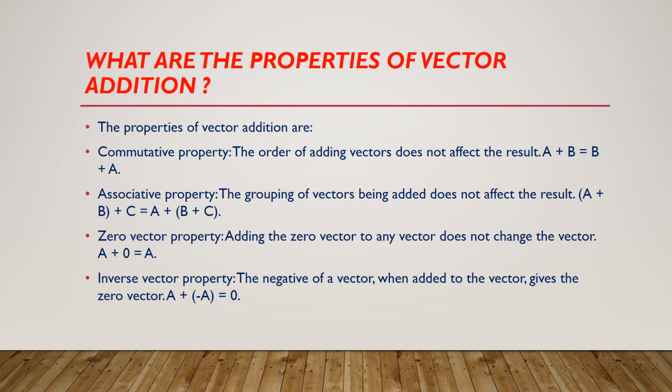Associative property: the grouping of vectors being added does not affect the result. A plus B plus C is equal to A plus B plus C. Zero vector property: adding the zero vector to any vector does not change the vector. A plus 0 is equal to A. Inverse vector property: the negative of a vector when added to the vector gives the zero vector. A plus negative A is equal to 0.